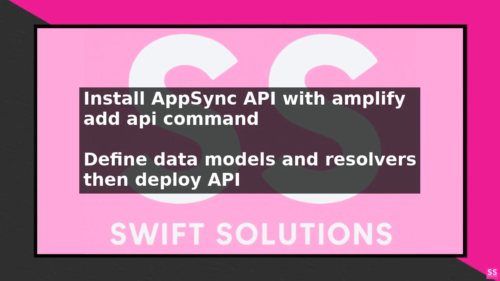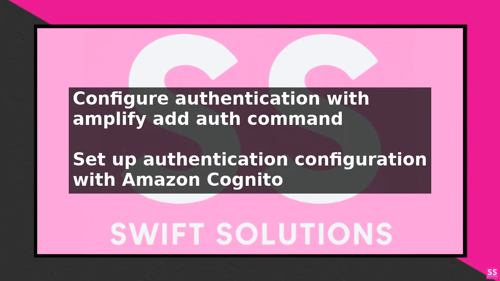After setting up authentication, you need to integrate AppSync with your Amplify app. Run the command amplify add storage to set up storage with Amazon S3. Follow the prompts to set up your storage configuration.